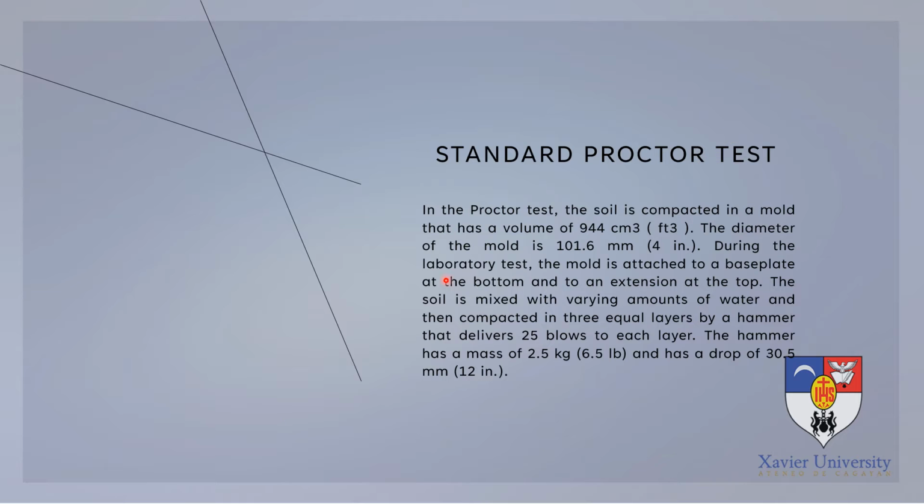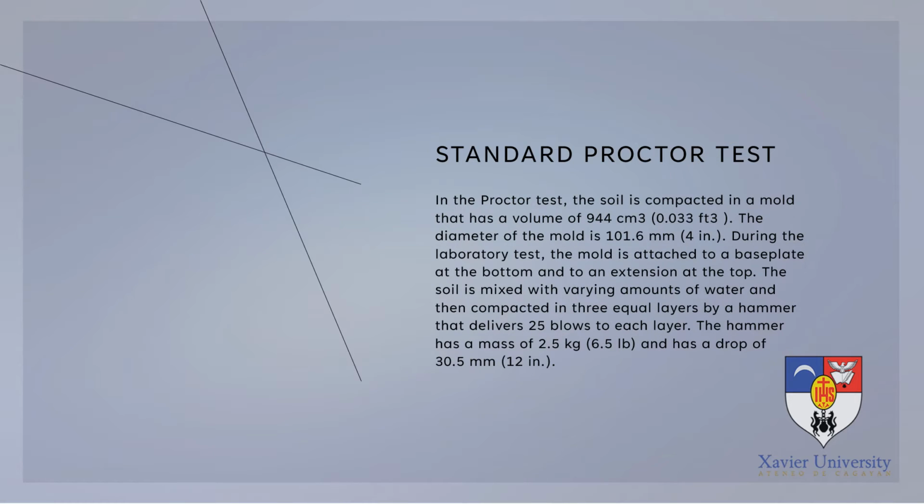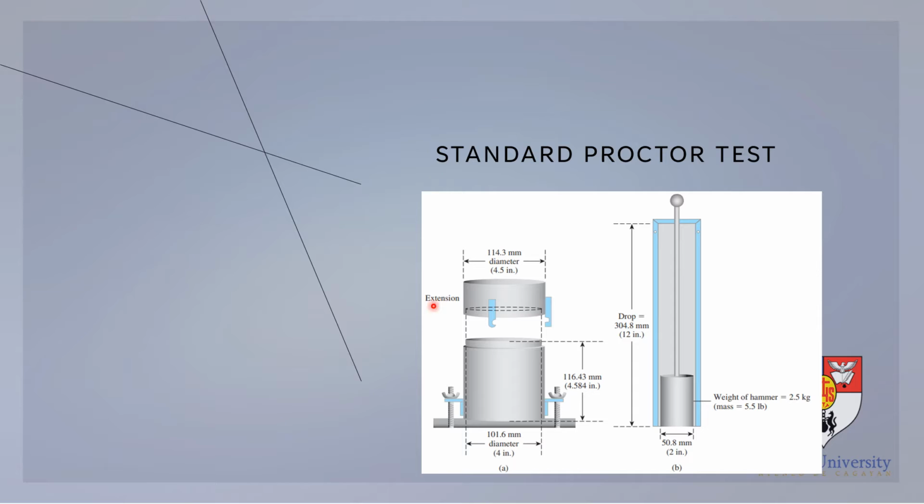These are the specifications for our standard Proctor test. This is an illustration of our typical mold and our rammer. The mechanism is that the soil mixed with varying amounts of water will be placed here, and it is divided into three layers.